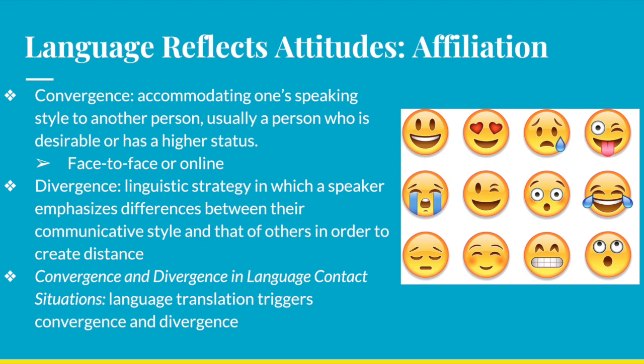Another linguistic strategy is divergence, in which speakers emphasize differences between their communicative styles and that of others in order to create distance. This can help create credibility and professionalism. In their book, Convergence and Divergence in Language Contact Situations, House and Braunmuller explain how the translation of languages triggers convergence and divergence between the two languages.